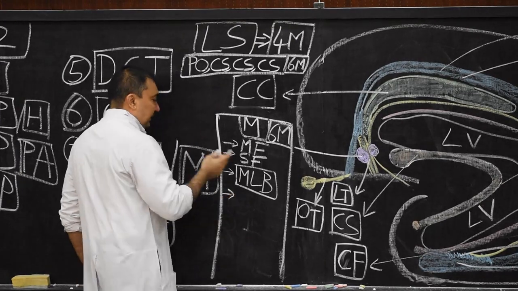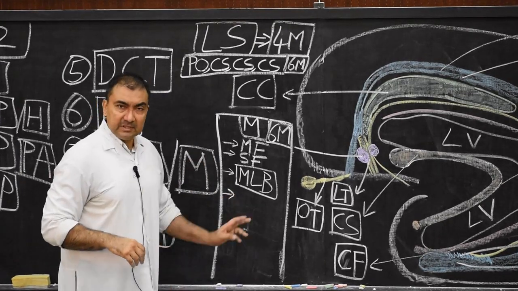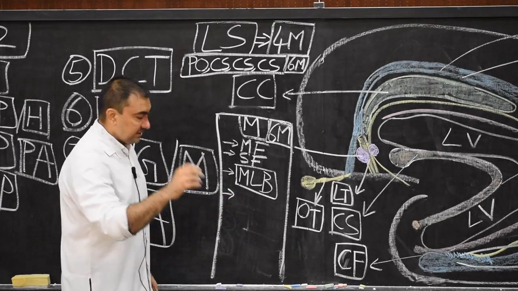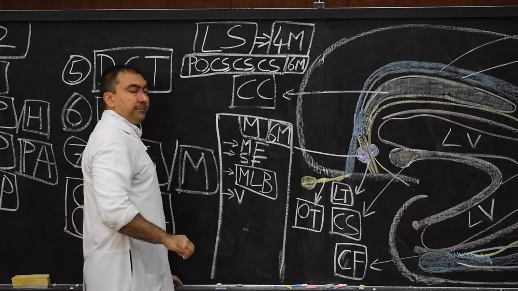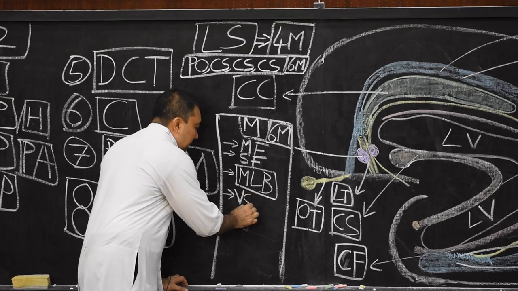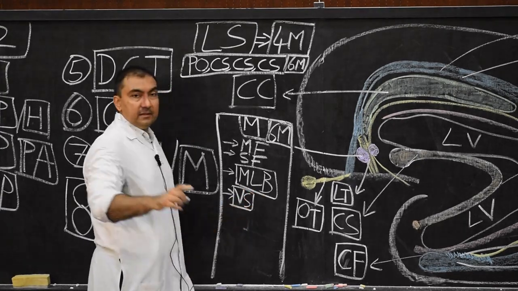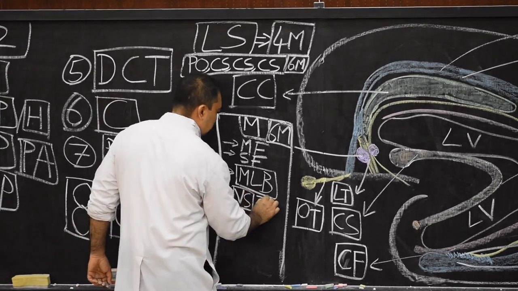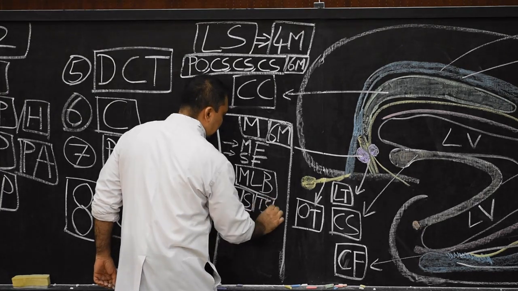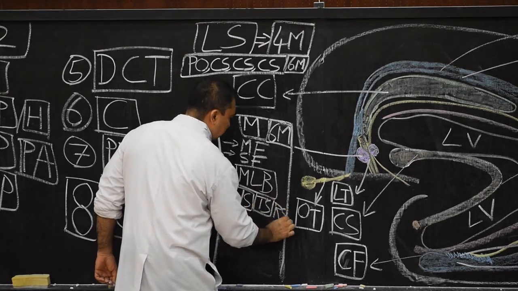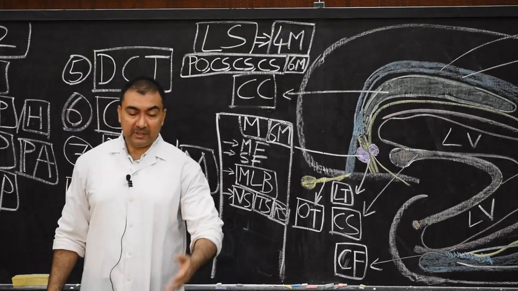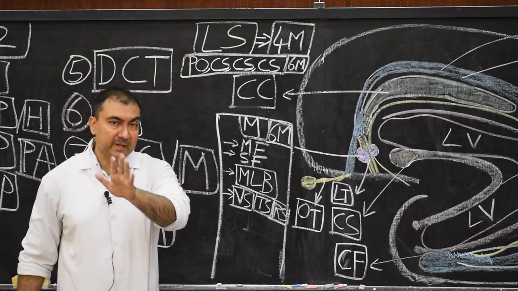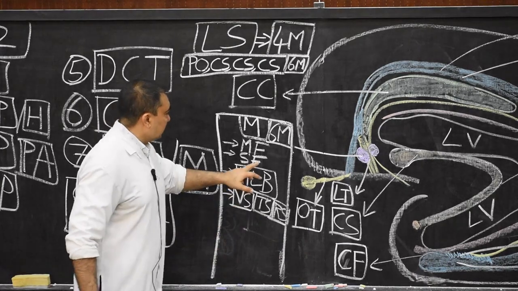Now, the second tracts to be myelinated, just immediately after the medial longitudinal bundle, are also very important. They are the vestibulospinal, then the tectospinal, and the reticulospinal tracts. The vestibulospinal, tectospinal and reticulospinal tracts are next to be myelinated. This takes place around the 6th month.